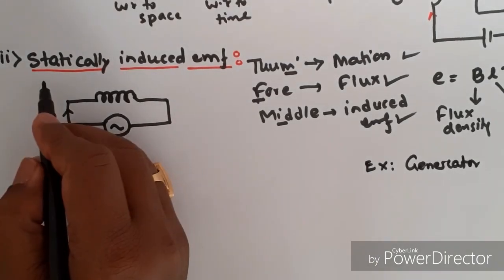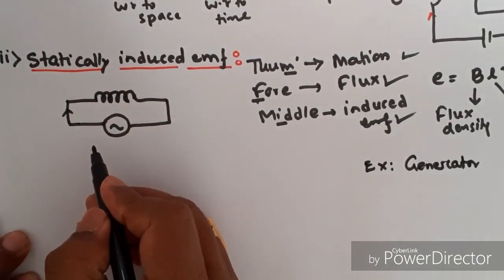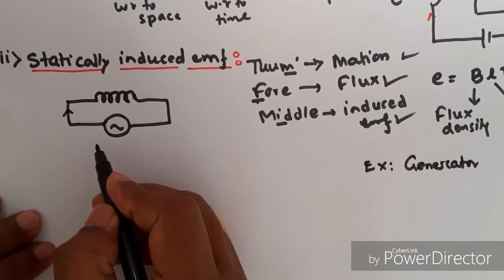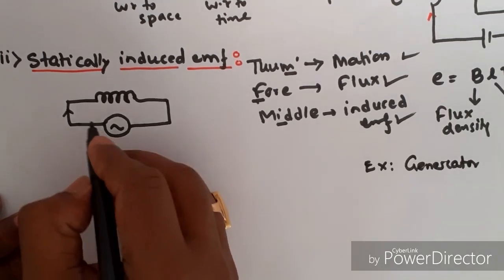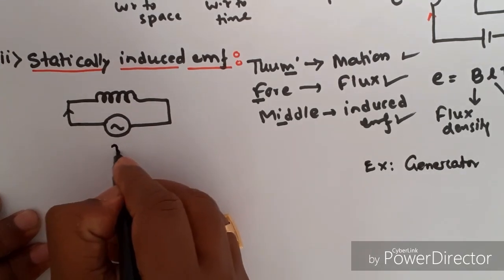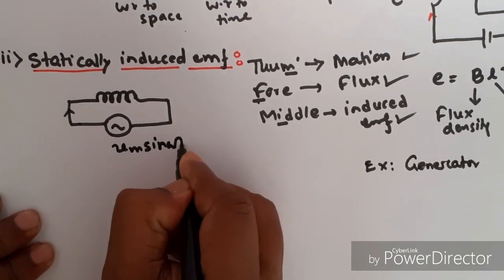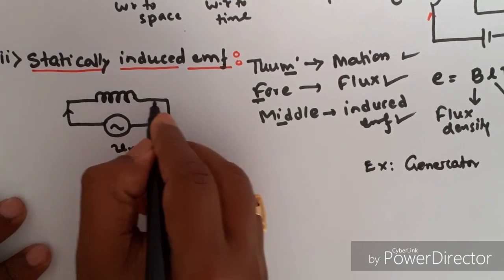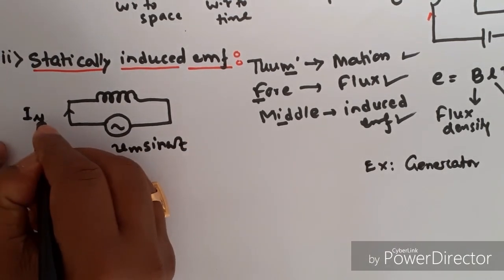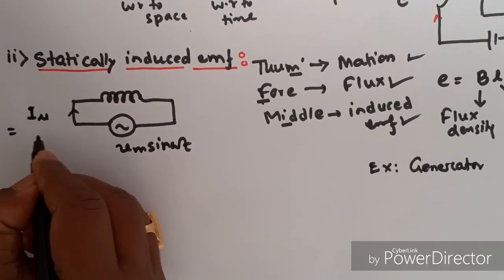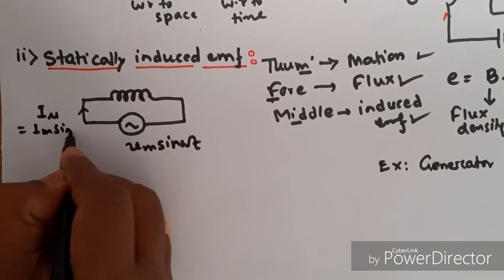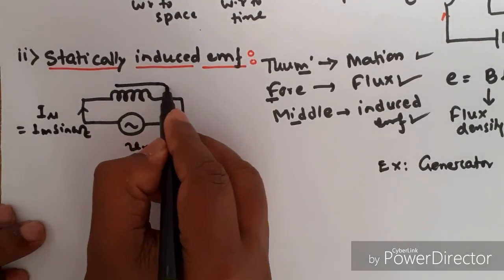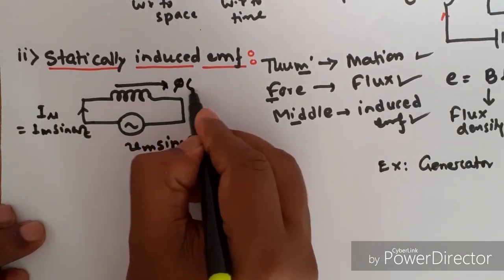Now let's start statically induced EMF. In statically induced EMF, the conductor is fixed, but the flux which we apply is alternating in nature. In the coil, if we apply a voltage Vm sine omega t, an AC voltage, not DC, then a current will be drawn from the supply to the coil, called I mu, the magnetizing current, equal to Im sine omega t. This magnetizing current will produce a flux inside the coil, phi of t.